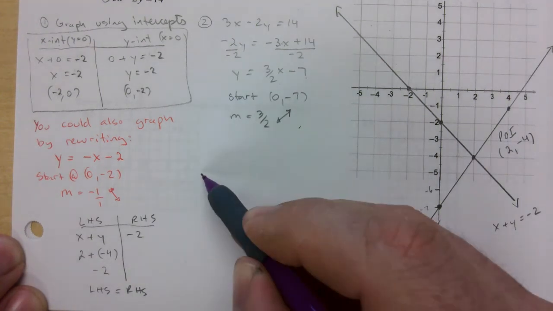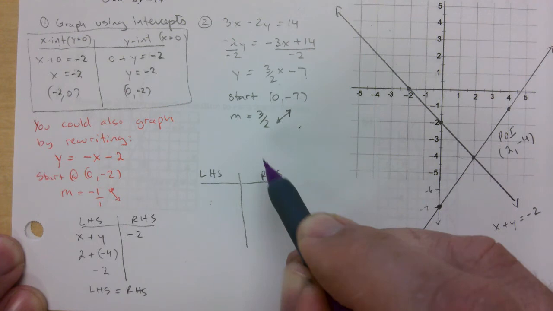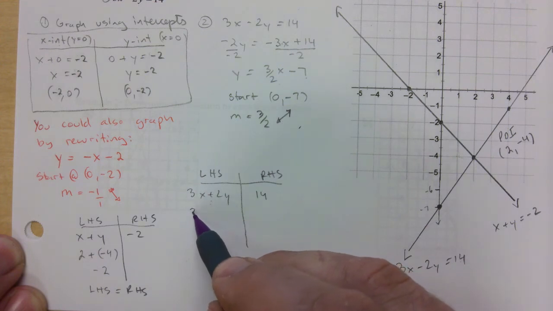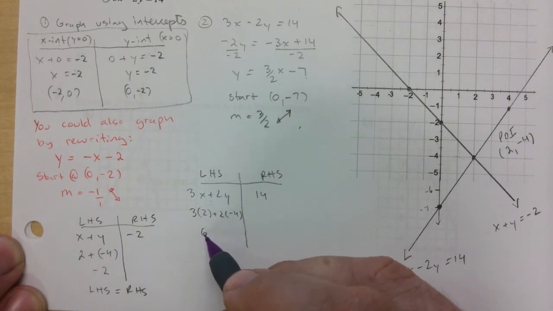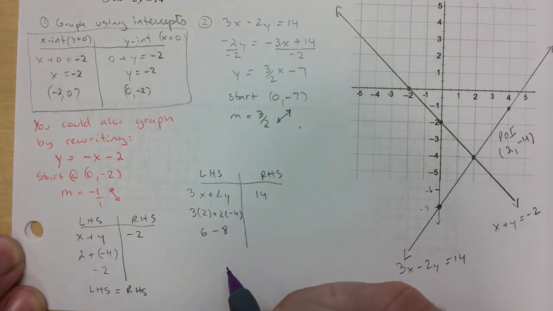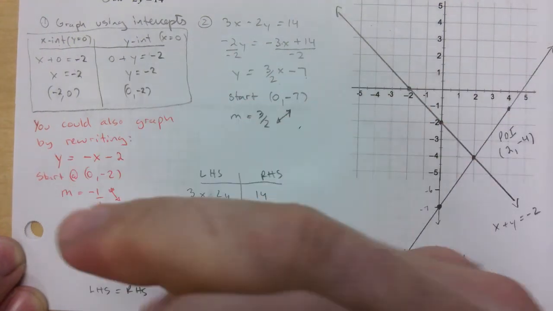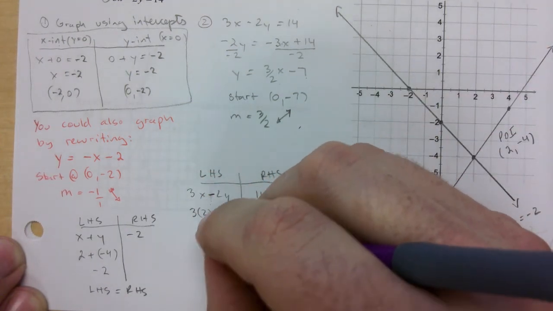Check here. I'm going to go up a little bit because I have that room. Original, right? 3x plus 2y is equal to 14. 3 times 2 plus 2 times -4. That would be 6 minus 8. Oh, something. Oh, yeah. Thank you, Loveleen. I made a mistake here. It's -2 there. That's why I was freezing. Thank you.